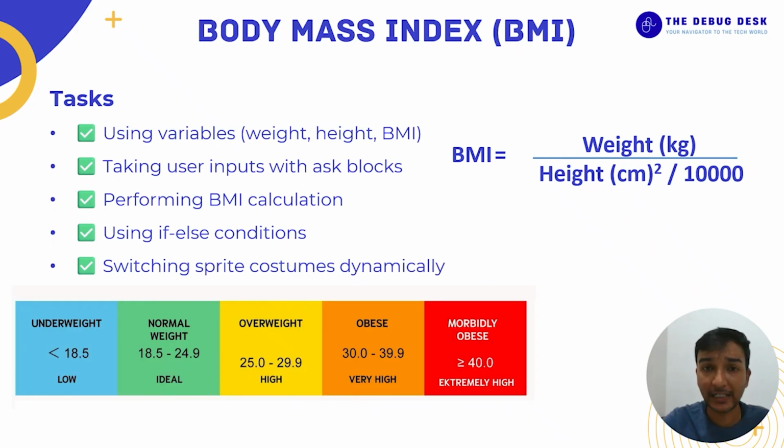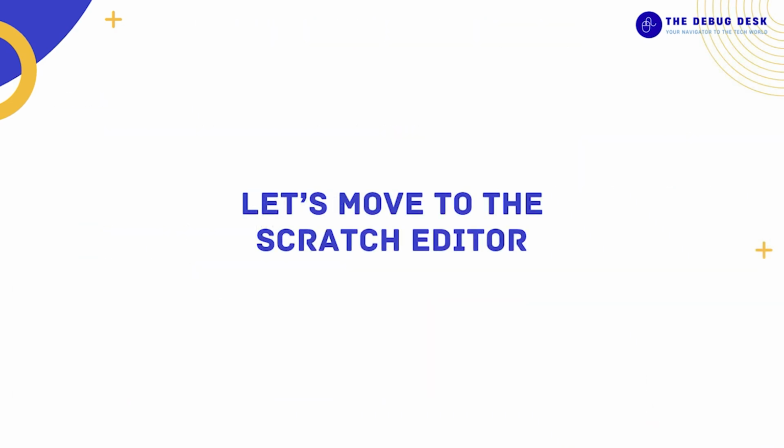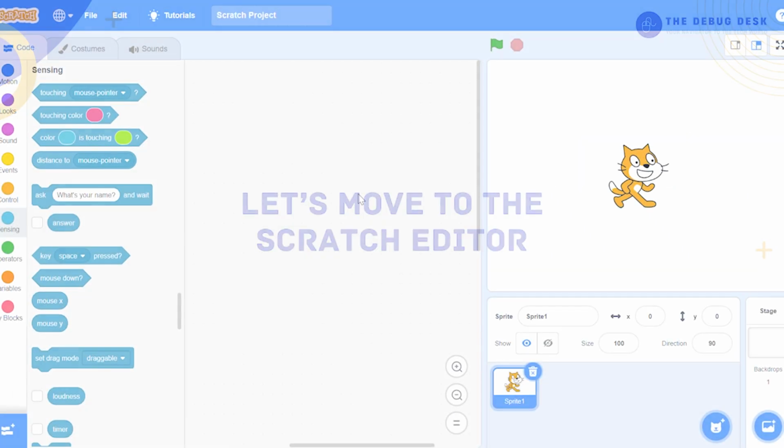After performing the calculation, we will determine the body mass index value of a person, and then we will use if-else conditions and try to categorize the body mass index into 5 categories as given here. With this category, we will dynamically change the sprite, indicating the category of the body mass index. Let's move to the Scratch editor.